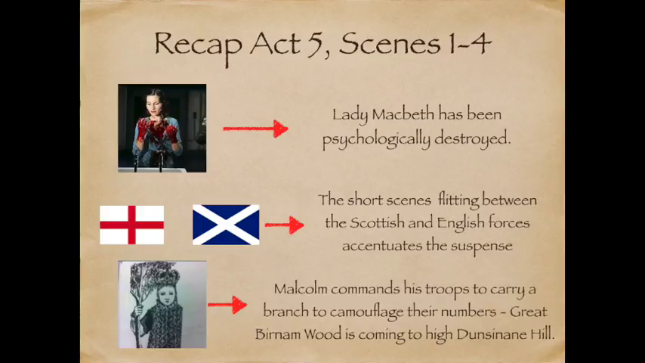The scenes now get very short, as Duncan's army marches towards Birnam Wood. The short scenes accentuate the suspense, as the play hurtles towards a final conflict and Macbeth's fated defeat. This sense of inevitability is compounded when we have Malcolm command his soldiers to camouflage themselves with branches from Birnam Wood. The witch's prophecy is coming true. Macbeth shall never vanquished be until great Birnam Wood to high Dunsinane Hill shall come against him.